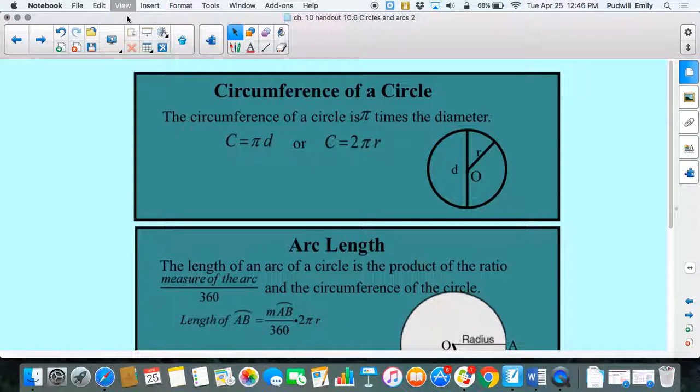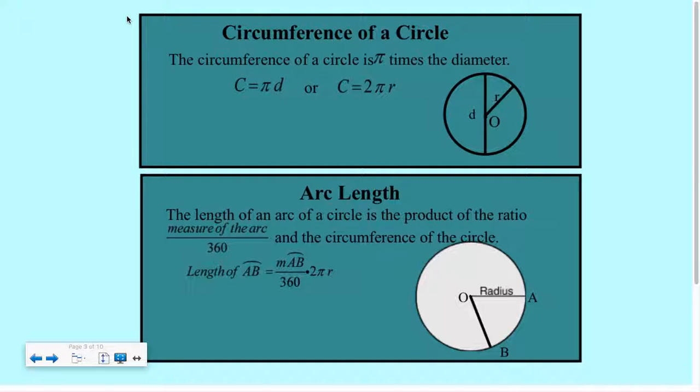So, to find the circumference of a circle, the distance around it, you can either do pi times the diameter or 2 pi r. Those are your two ways to find circumference. How many radii does it take to make a diameter? Do you see why there's 2 r's over here then? So you can use either. It's the same thing, just depending on what you have.